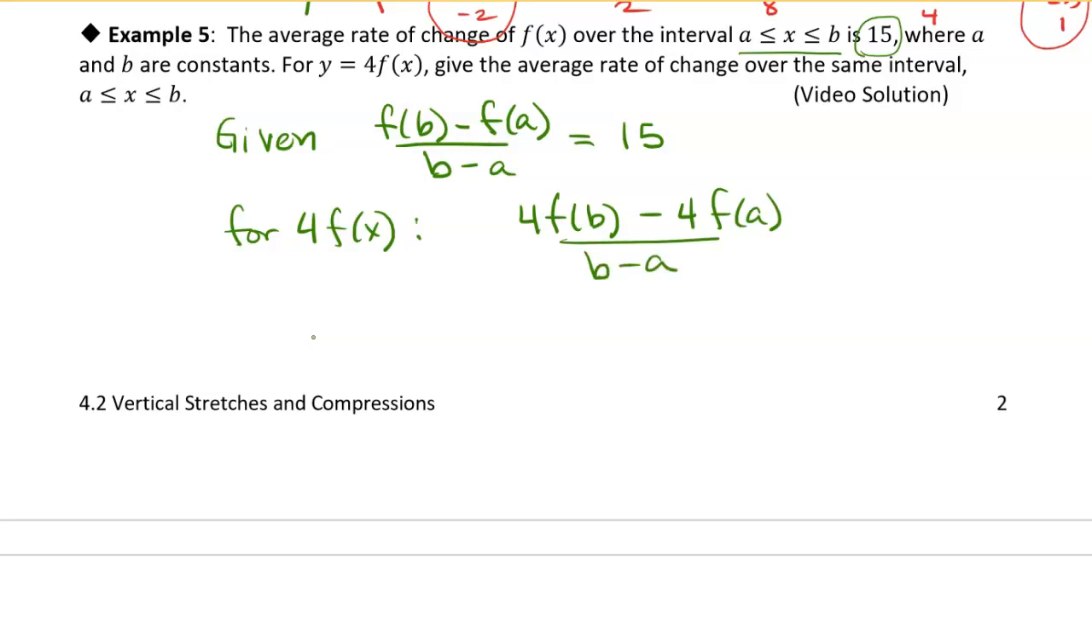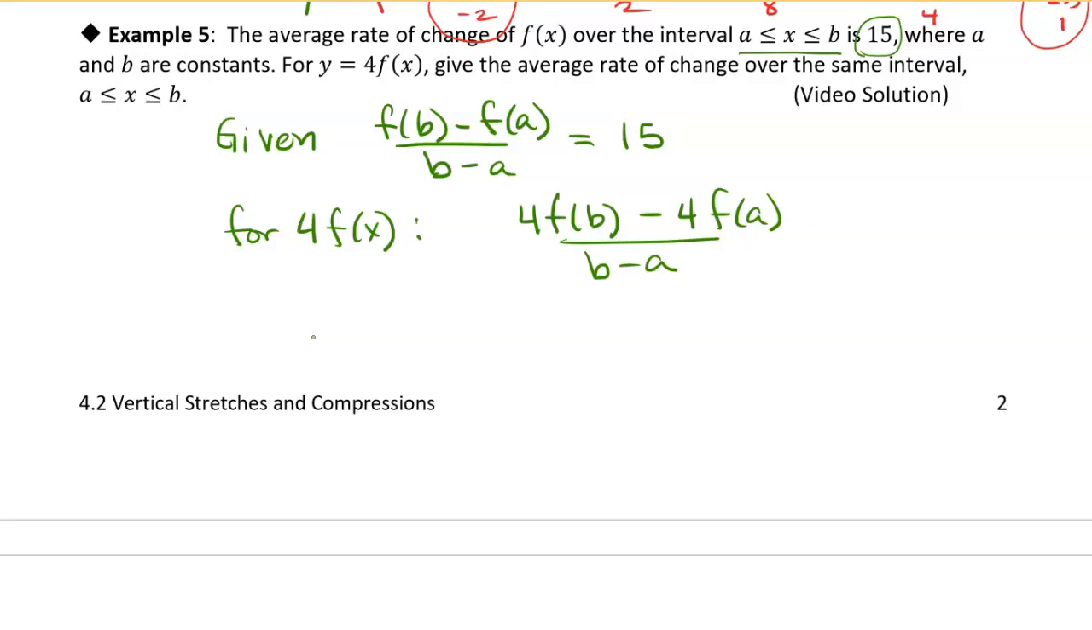Okay, so our function is now 4 times f of x, right? So we're taking the difference in the function value between b and a, or a and b, and then dividing by the difference in the x value. All right, now we want to find that value. We don't know that value.